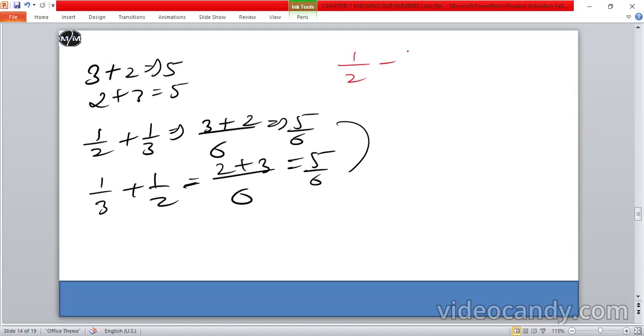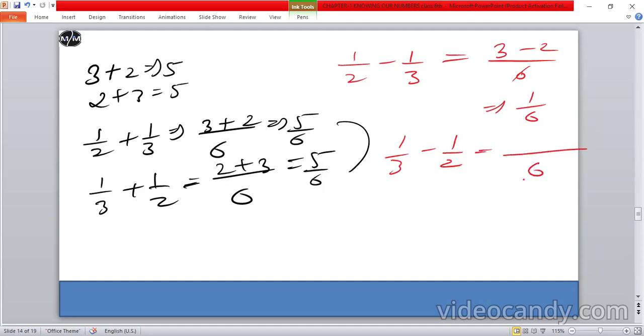1 by 2 minus 1 by 3, which is equals to 3 minus 2 by 6, which is equal to 1 by 6. Here is 1 by 3 minus 1 by 2. By 6, we get here 2 minus 3, and the answer is minus 1 by 6. The results are different. It means commutative property is not applicable for rational numbers for subtraction.